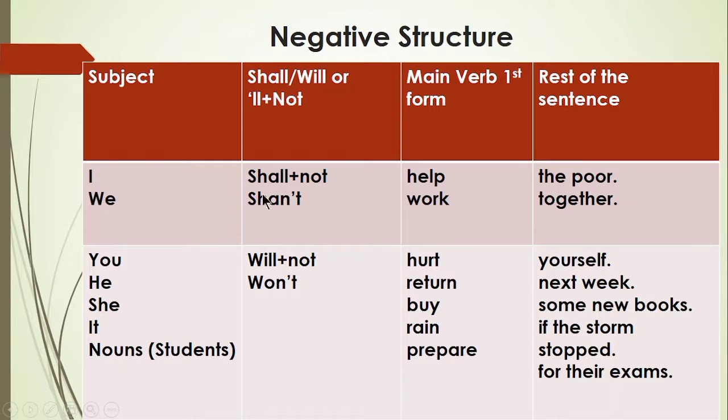For negative, we introduce not after will or shall. We can also make the short forms shan't for shall not and won't for will not. For example, I shall not help the poor, or I shan't help the poor, or we shan't work together, or we will not work together, or we shall not work together. So will not, shall not, shan't, or won't, they are all acceptable. You will not hurt yourself, or he won't return next week. She won't buy some new books. So that is how we make negative sentences.